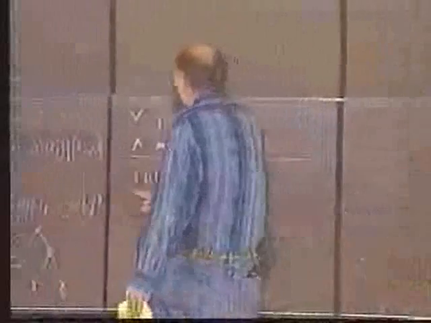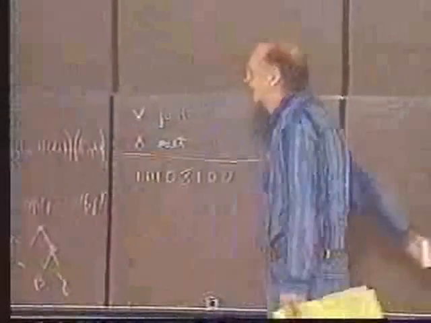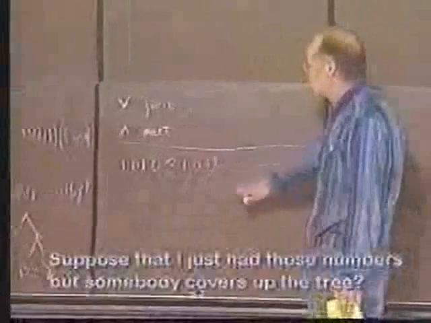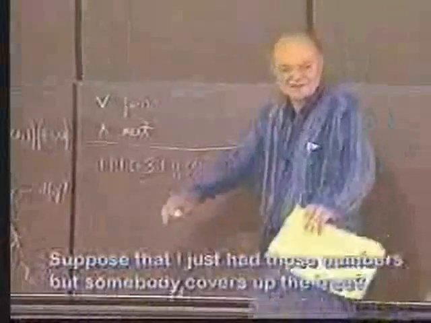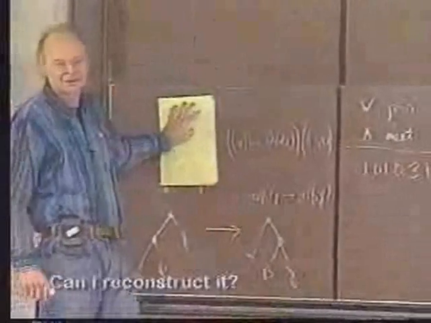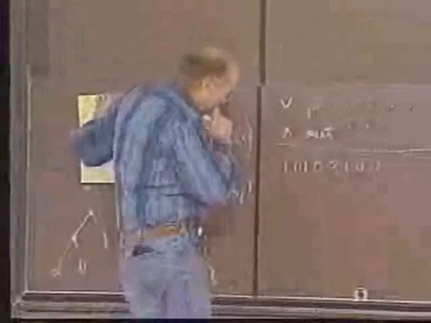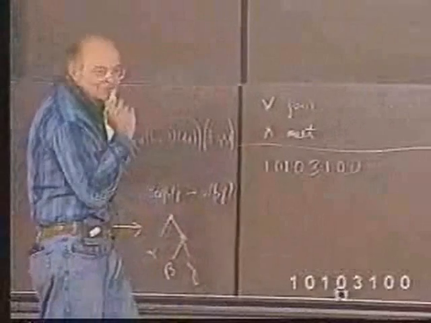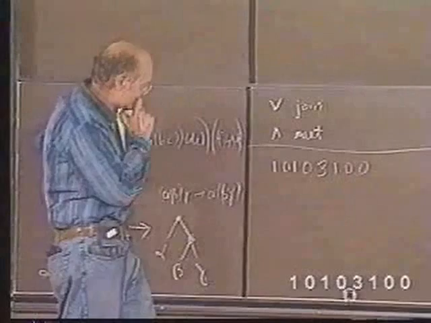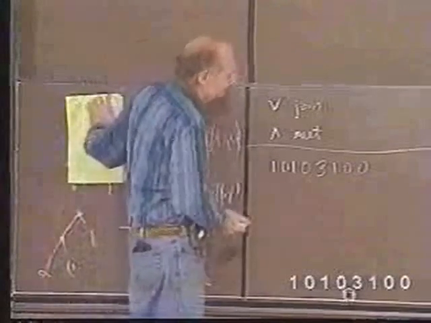And this is an encoding. I can take any binary tree and get these numbers. Now, suppose that I just had those numbers, but somebody covers up the tree and says, what was that tree? Can I reconstruct it? Okay, well, these are the right subtree sizes of the nodes in increasing order. So how am I going to figure out what's going to happen?